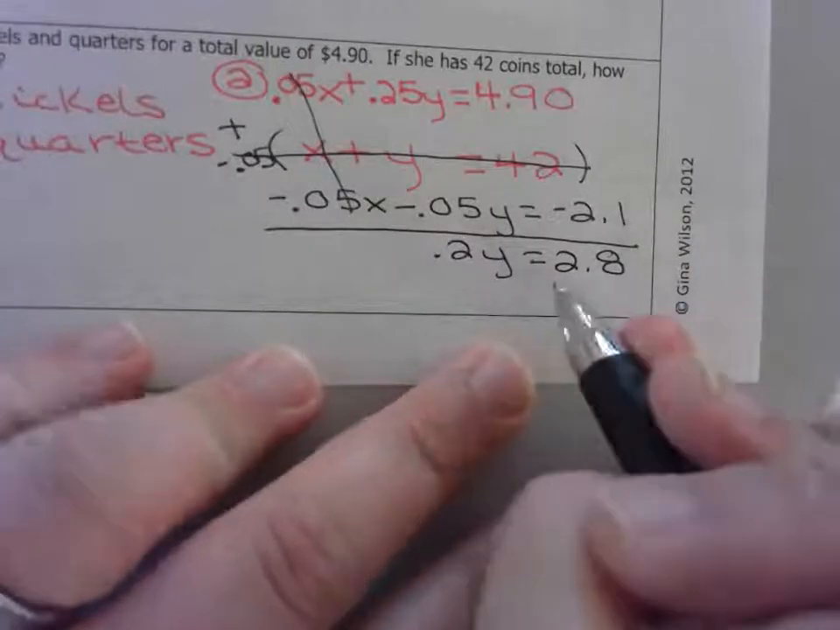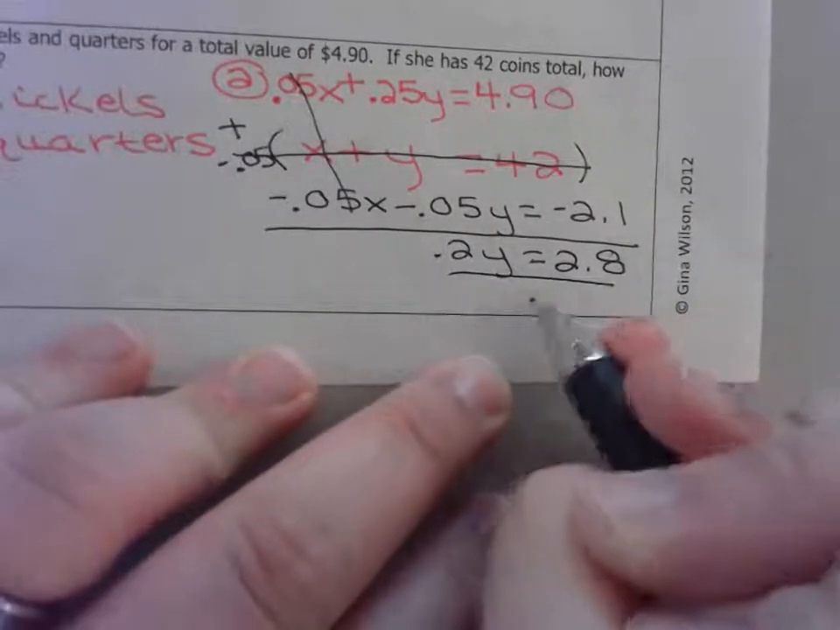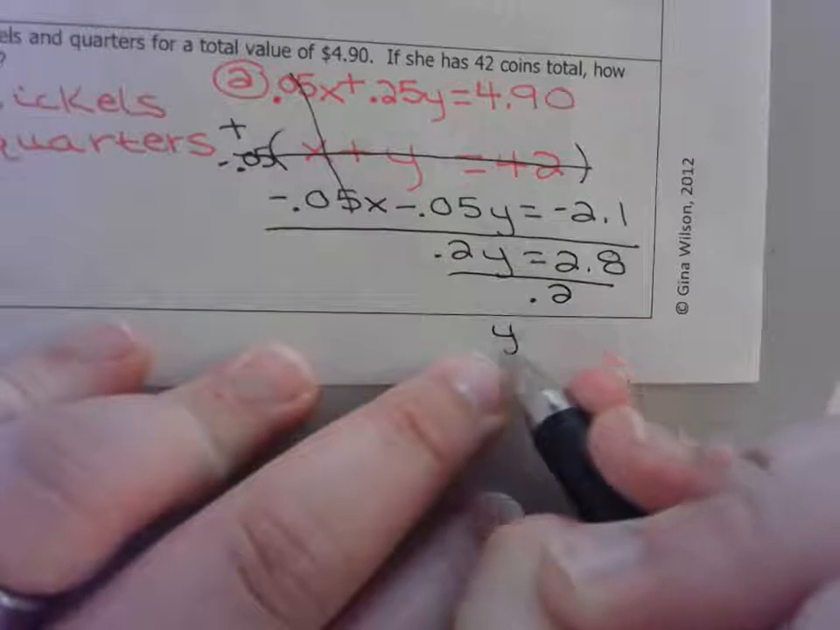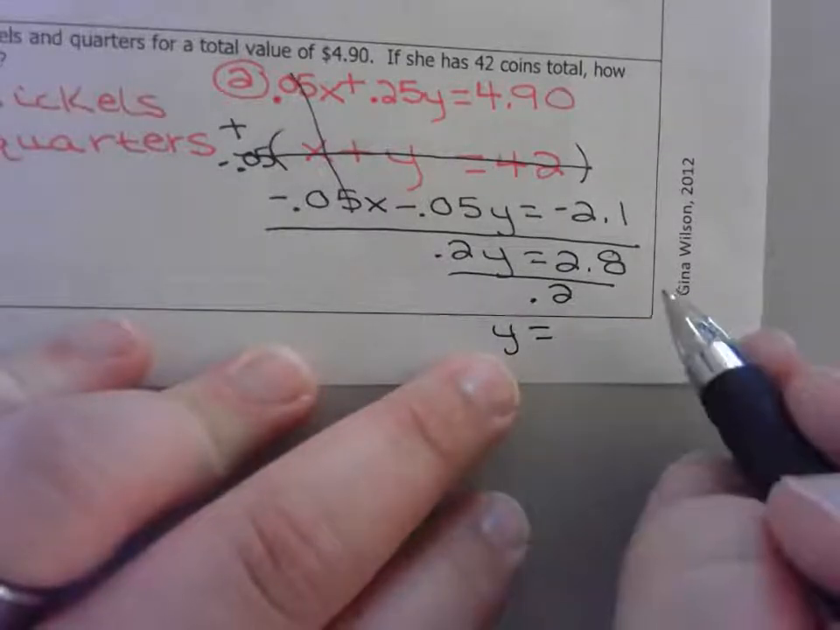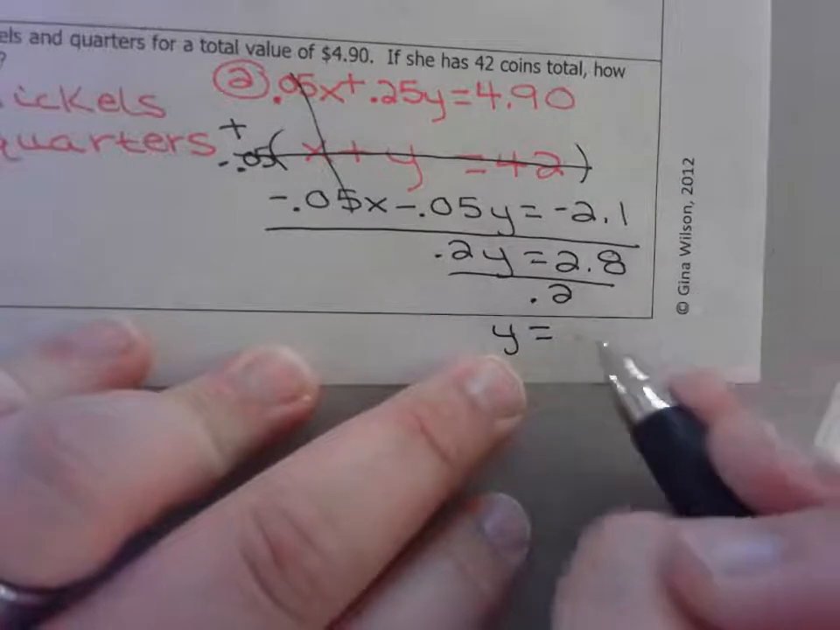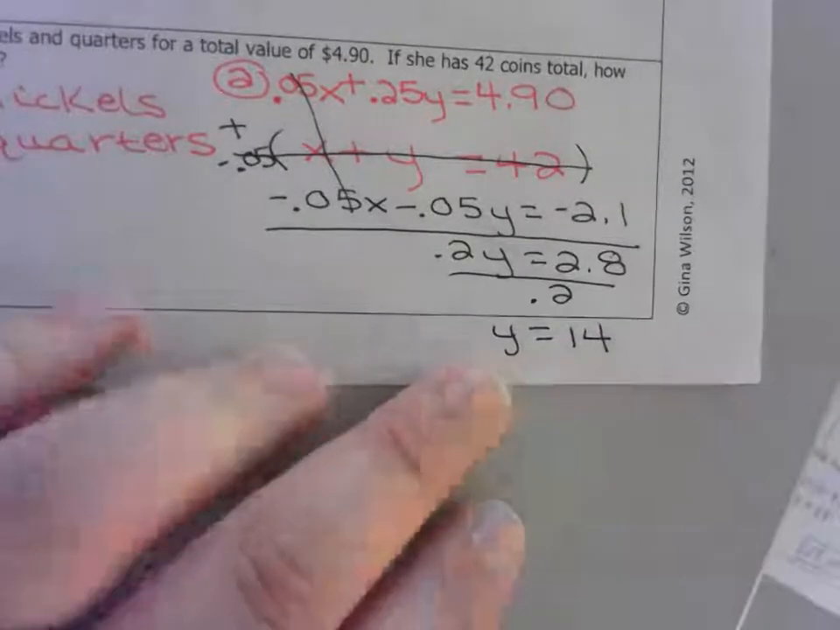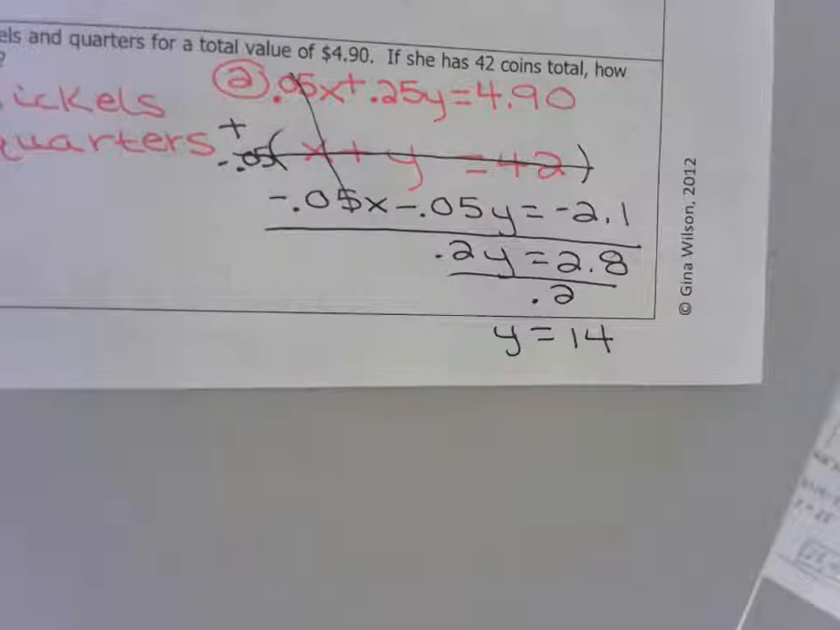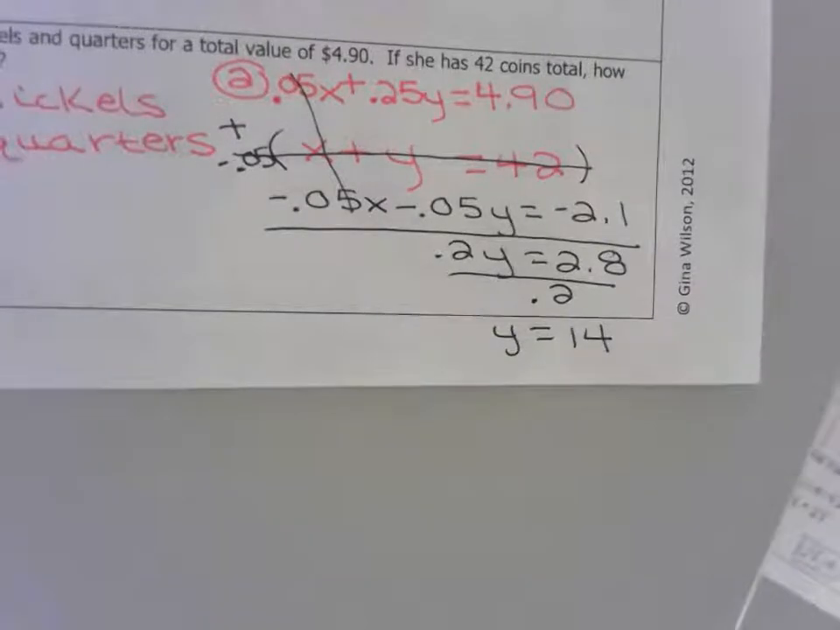How do I find y? Divide by 0.2. What is 2.8 divided by 0.2? What is it? 14. Okay. Now, y is the number of quarters, so you should not get a decimal because you can't have half a quarter. You can have a dollar; you would cut it in half. Okay, so 14 makes sense for the number of quarters.